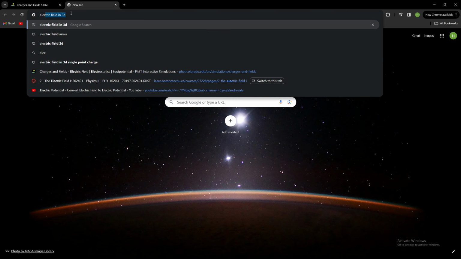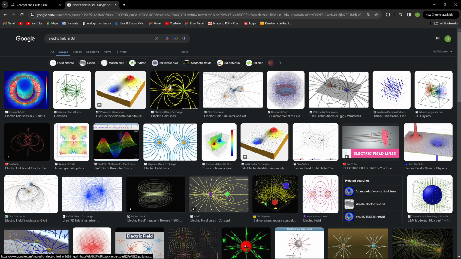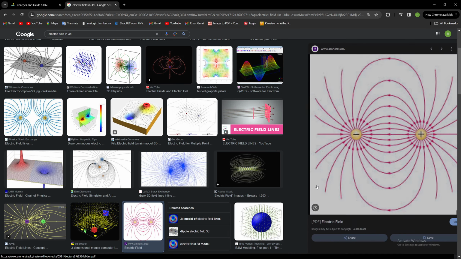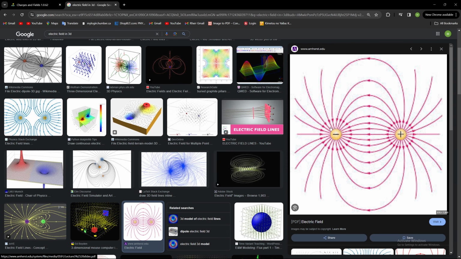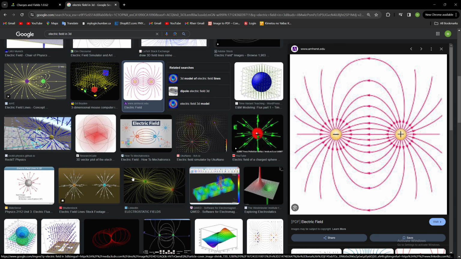But if I go to electric field in 3D, and we can find a same charge, as you can see. So you see this is opposite charge. You see how they connect like this? Now the same charge is, let me see where I can find a good example.